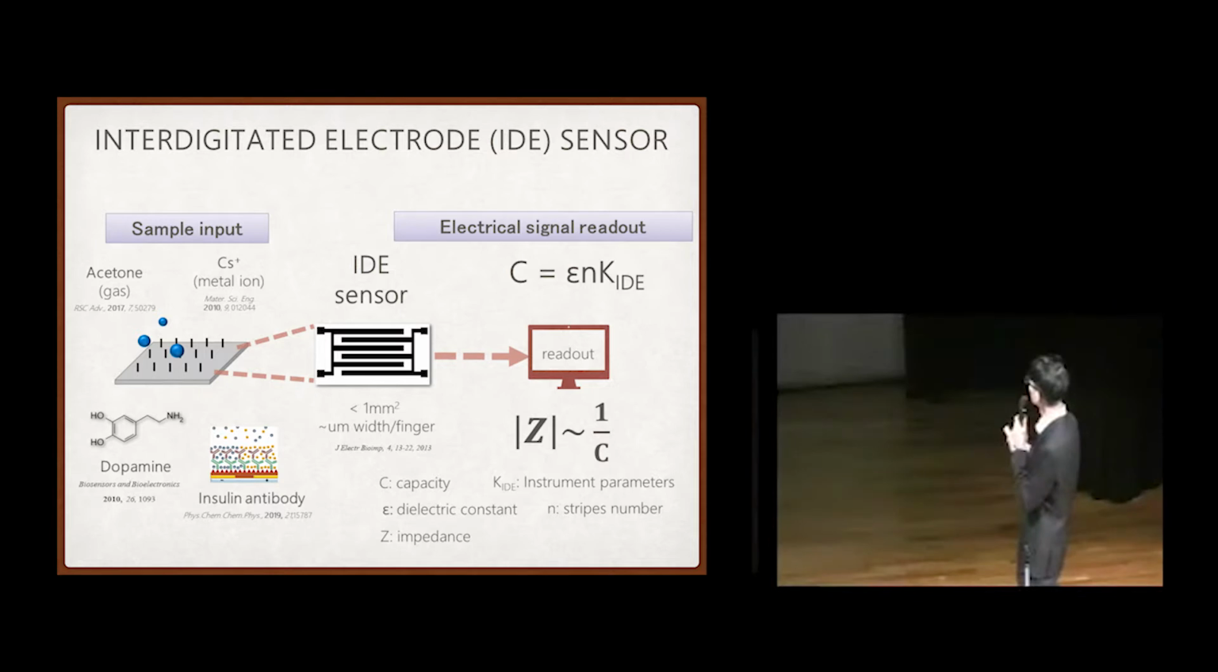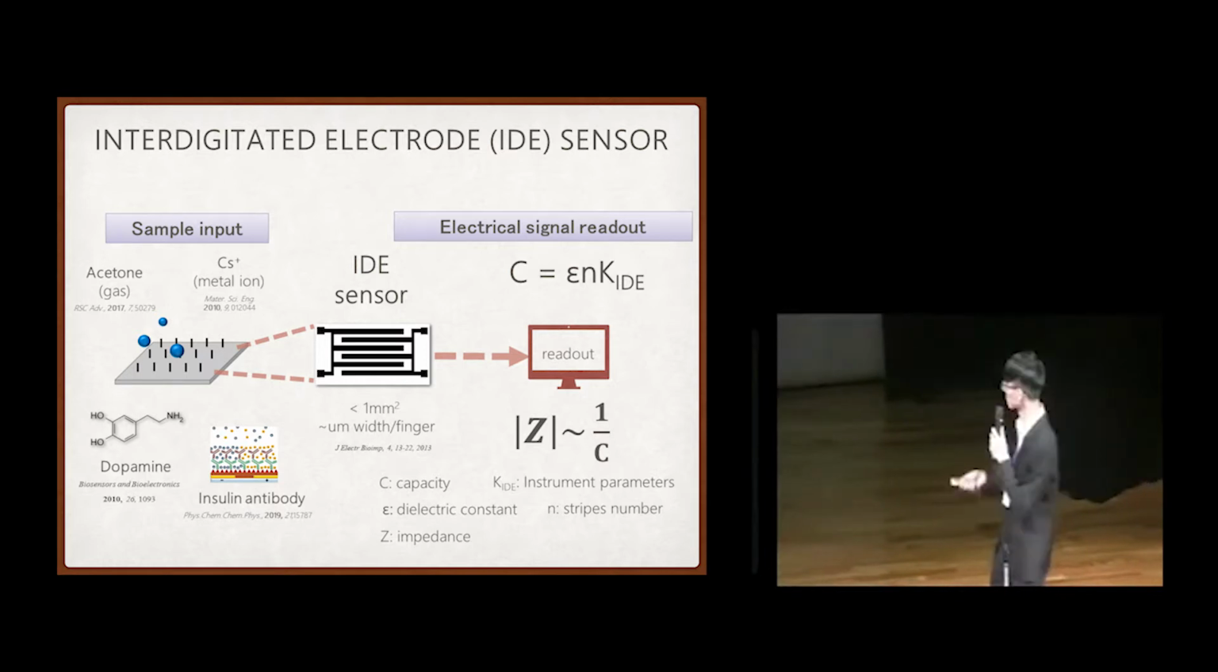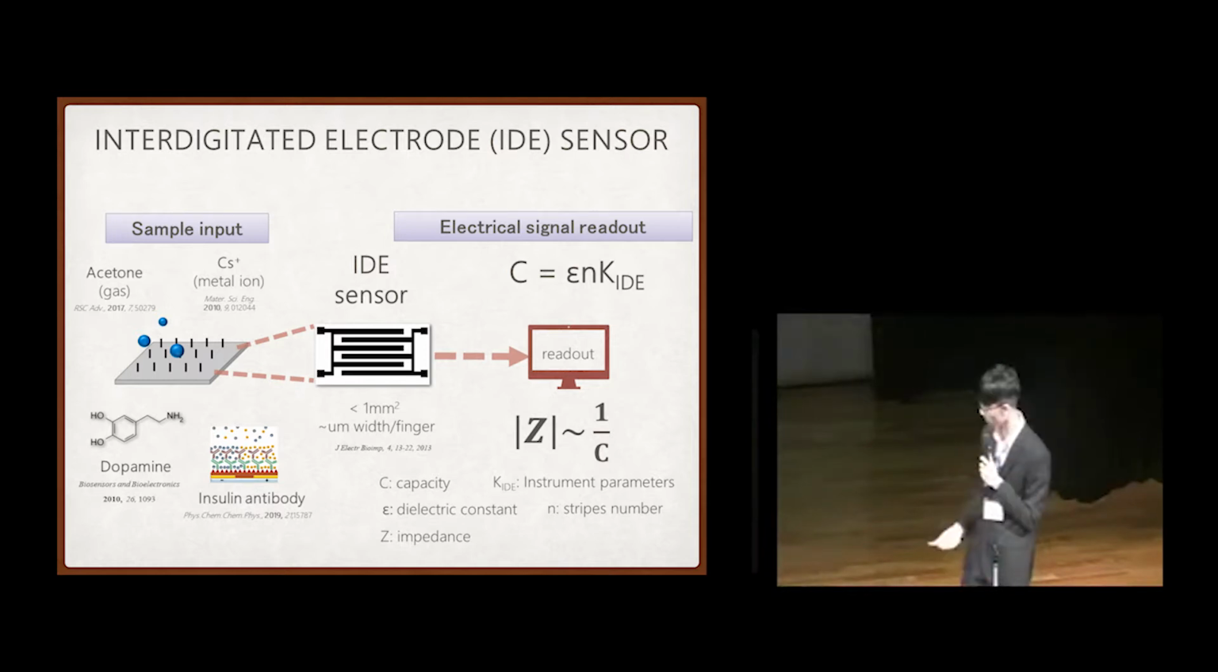And this is our principle of IDE. C is capacitance, and the application is about dielectric constant, and is about the IDE sample. And the N is about the stripes number, and the capital K is the IDE parameter, and it is about the IDE width and distance and so on.